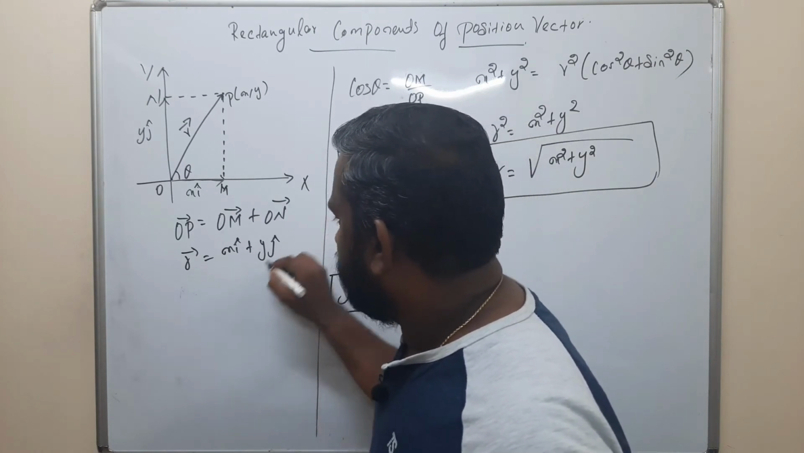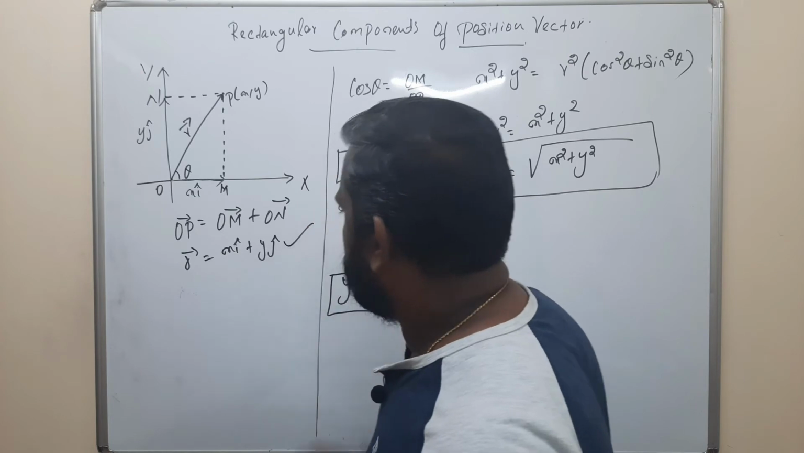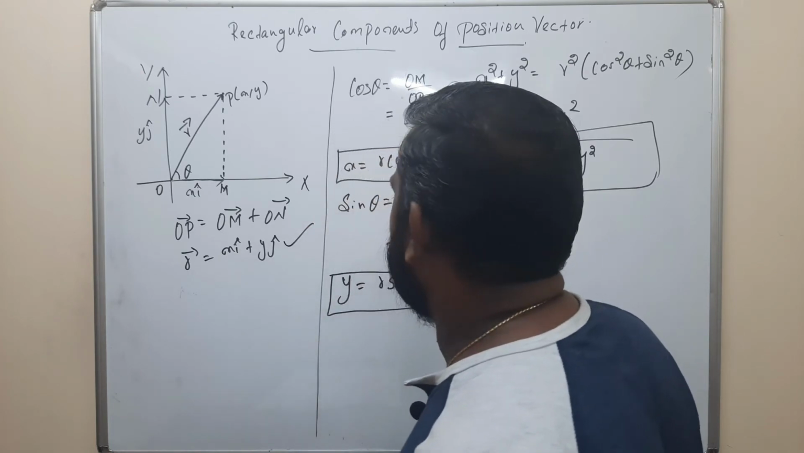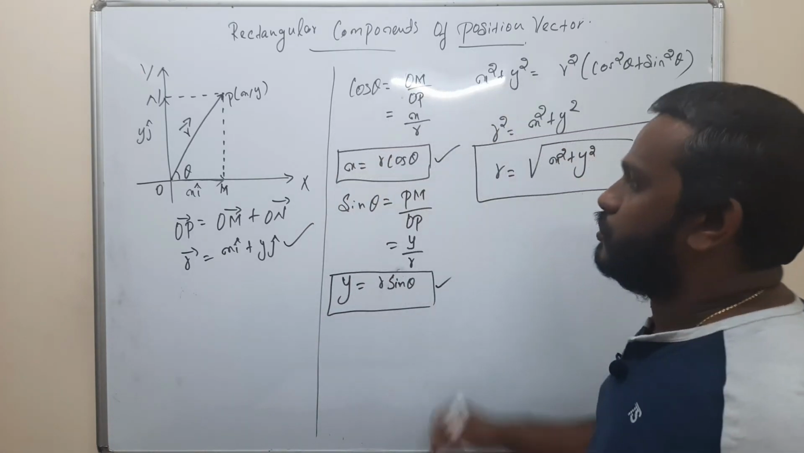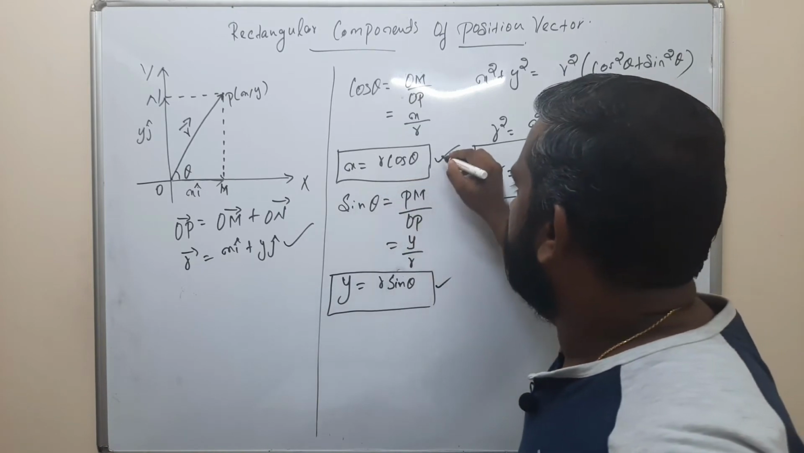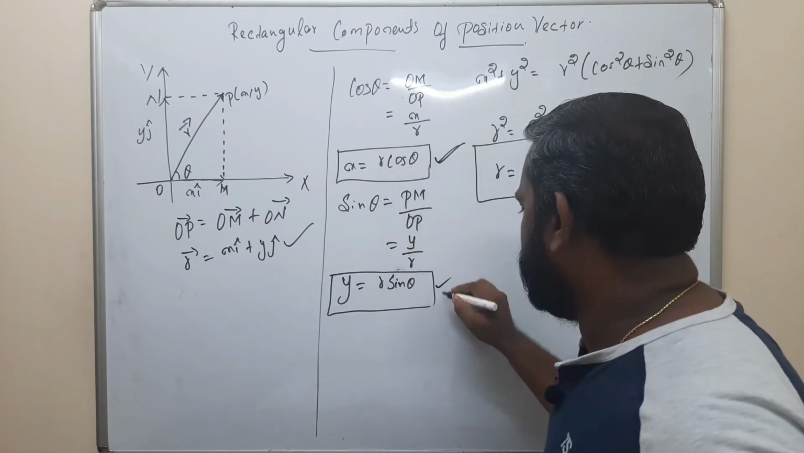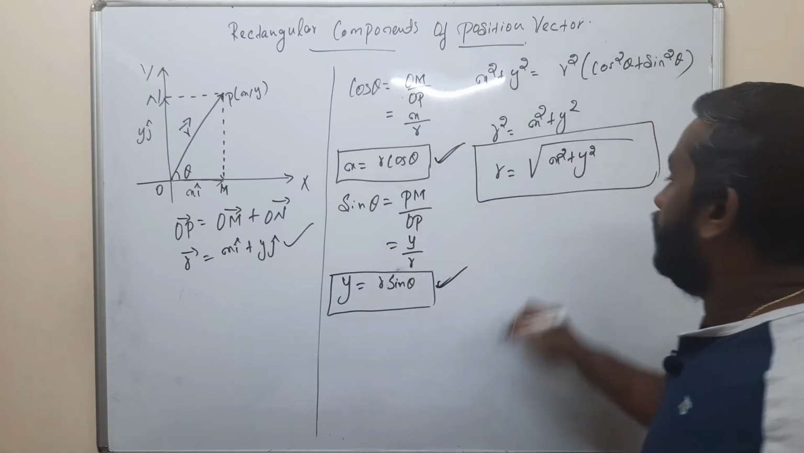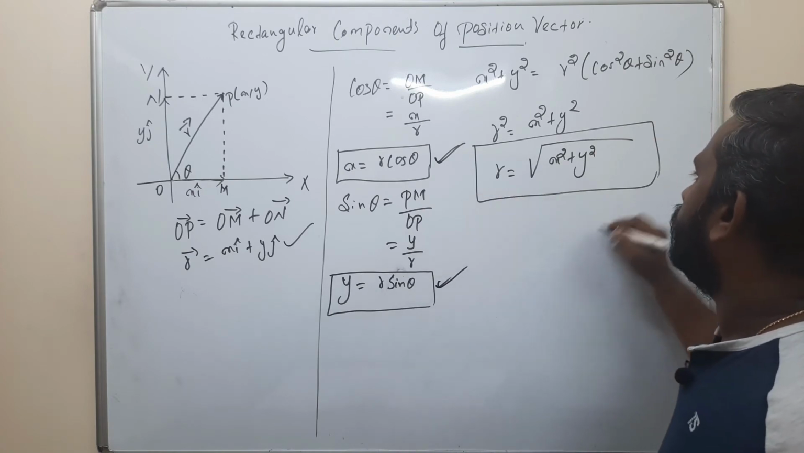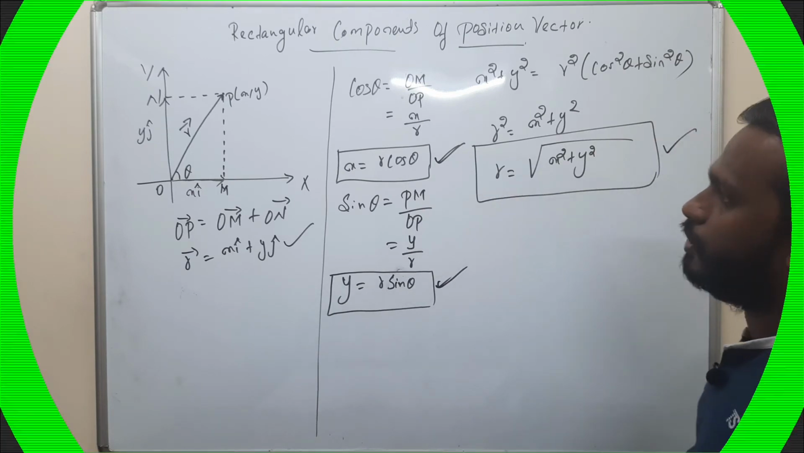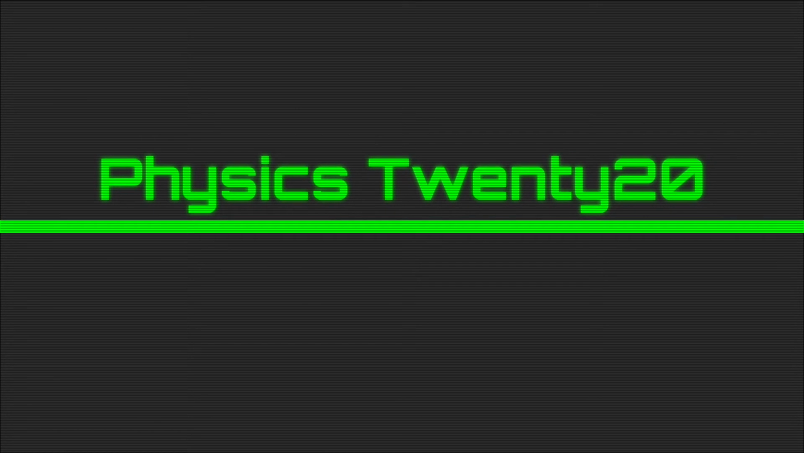So the R vector can be written in this form. You have to know that R vector is equal to x i cap plus y j cap. So the horizontal component x equal to R cos theta, y is equal to R sin theta, and the magnitude of the vector R is equal to square root of x square plus y square. Okay.